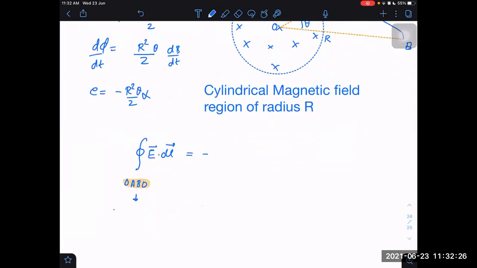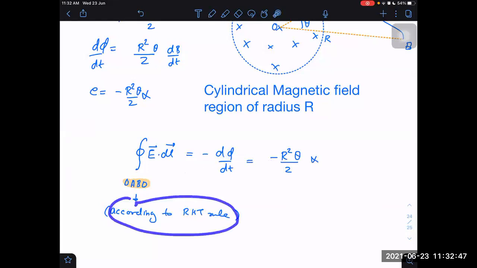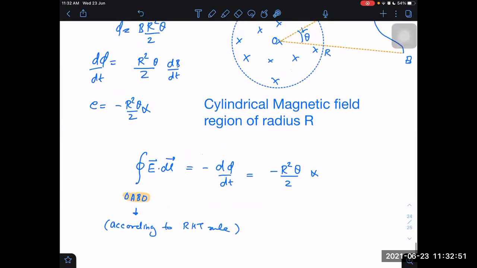I am deciding the direction according to the right-hand thumb rule. On this side I will integrate, and I will put it equal to minus d phi by dt. What does it become then? It becomes minus r square into theta by 2 into alpha. But why is it coming out negative? Because EMF is actually not induced in that direction, but opposite to that direction.